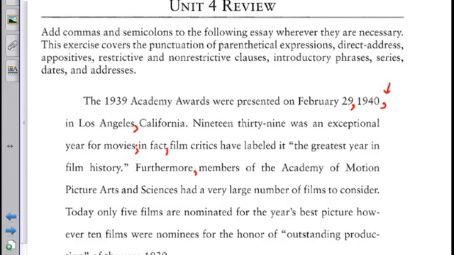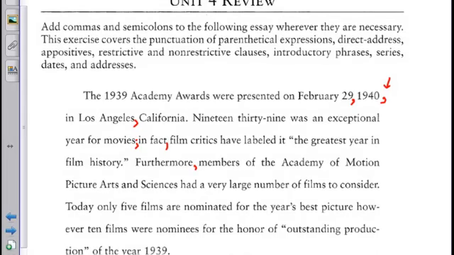Today, only 5 films are nominated for the year's Best Picture. However, 10 films were nominated. Again, today here, it introduces the sentence, so we want to set it off. We then have the word however, and here it is connecting two complete sentences, so I want to put a semicolon after picture and a comma after however.